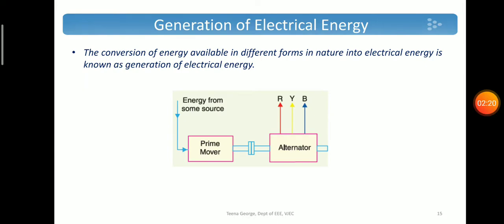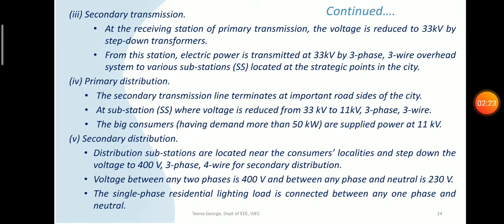Next is secondary transmission. In secondary transmission, this 132 kV is reduced to 33 kV or 66 kV by using step-down transformers. Then this 66 kV or 33 kV is taken to the substation by using a three-phase, three-wire overhead system.